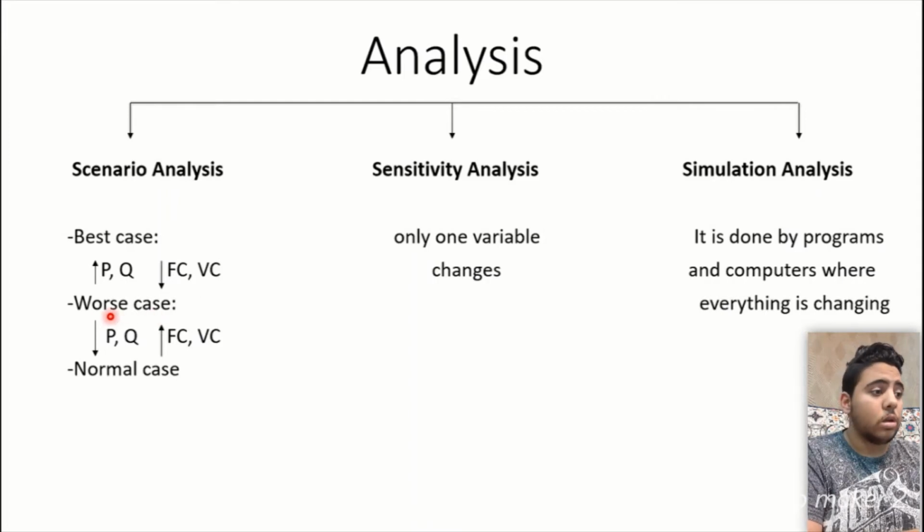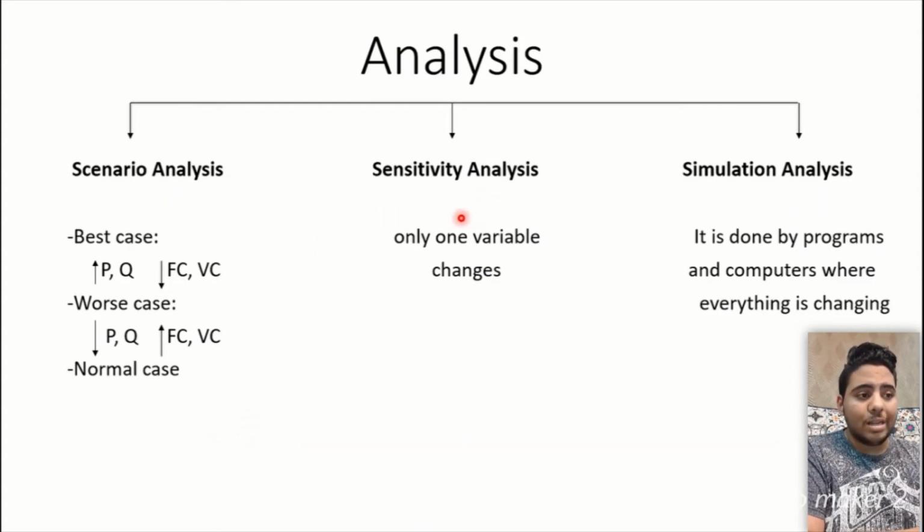You don't change it. In the worst case, you do the opposite of the best case, where you decrease the price and quantity and increase the fixed cost and variable cost. And you have the normal case, where you don't change anything, you just do it as it is. After finishing everything, you then analyze and see how everything changes.